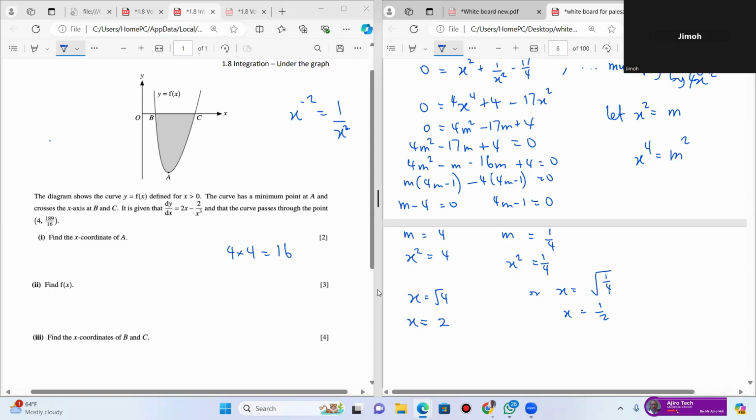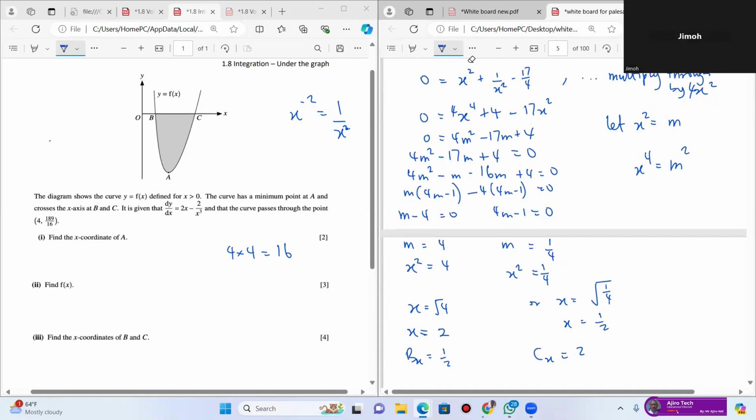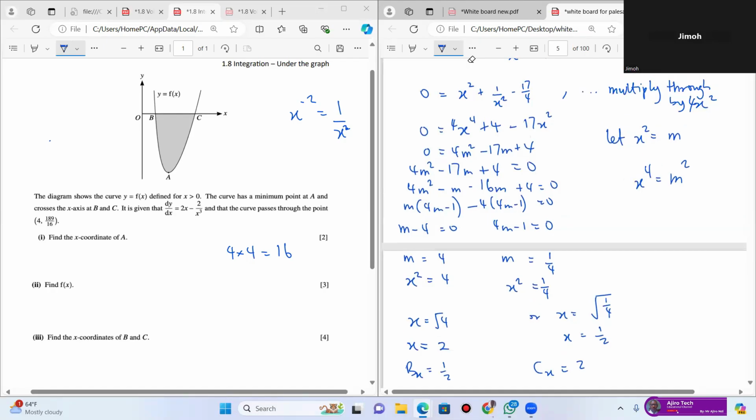So now these are the values for B and C. So Bx is half, Cx is 2. This one is for point B, this one is for point C. Do you need to take screenshots at this point? Have you taken it, or should I scroll up for you to take it? Yes, sir. I already took a screenshot.